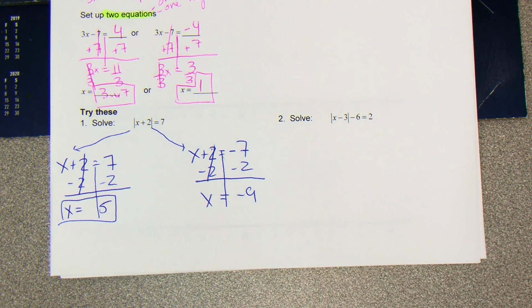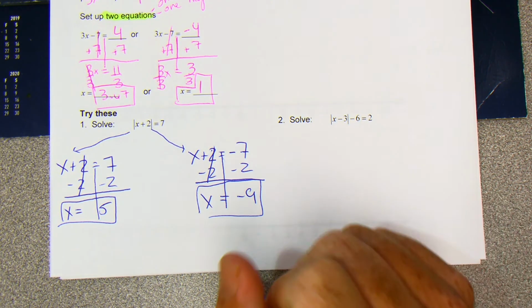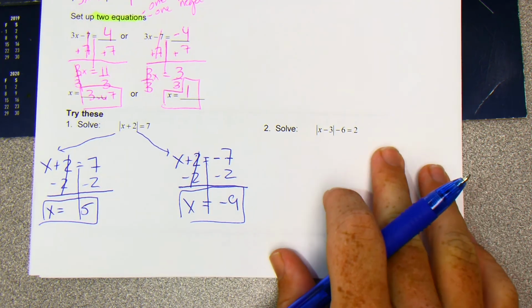Okay, so now let's move on to the next example. For these ones, if you're showing me your answers, you would just box both of the answers that you found. So let's look at number 2.